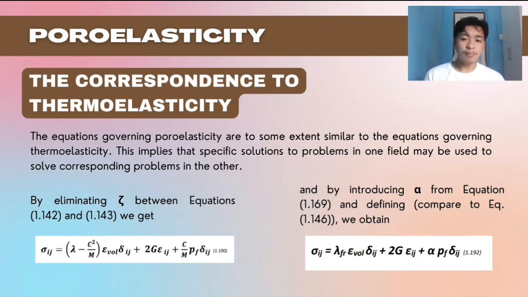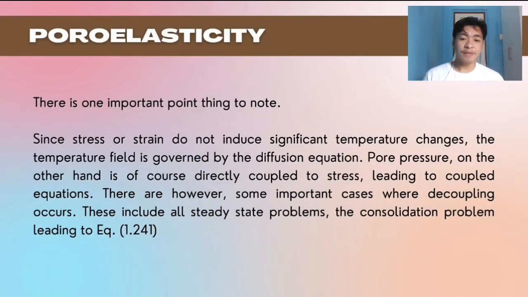So the equations governing poroelasticity are to some extent similar to the equations governing thermoelasticity. So this implies that a specific solution to problems in one field may be used to solve corresponding problems in the other. So by eliminating the volumetric deformation between equation 1.142 and 1.143, we can get this formula or equation. Tapos, kung i-introduce naman natin dito yung Biot coefficient, which is the alpha or yung A from equation 1.169, and comparing it to 1.146, we obtain this kind of formula. So, tandaan lang po natin yung mga solution of problems in thermoelasticity may be directly applied rin sa poroelasticity.